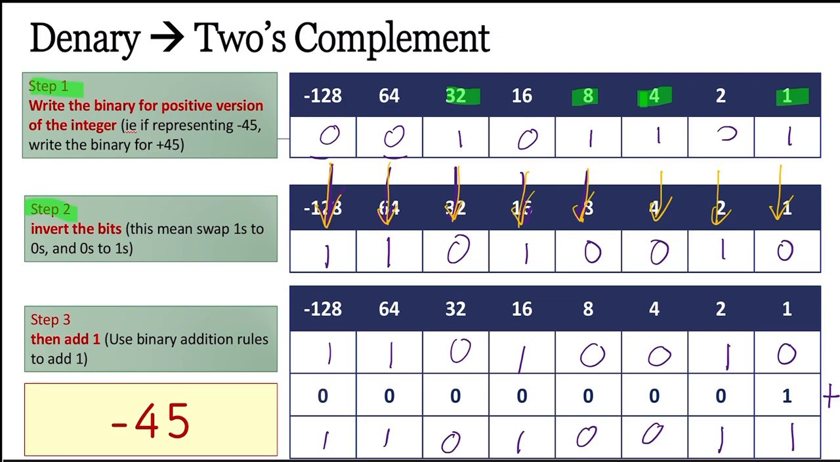And we can double check this by highlighting our place values that have 1s underneath them and then adding them up. Negative 128 plus 64 is negative 64, plus 16 is negative 48, plus 2 plus 1 is negative 45.